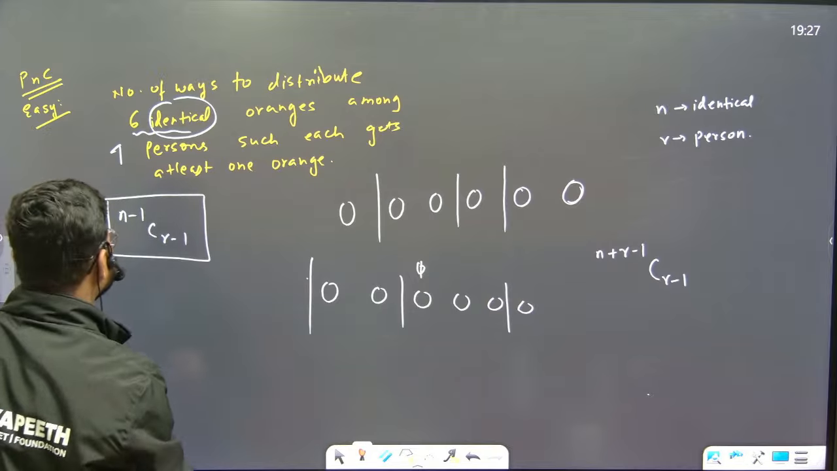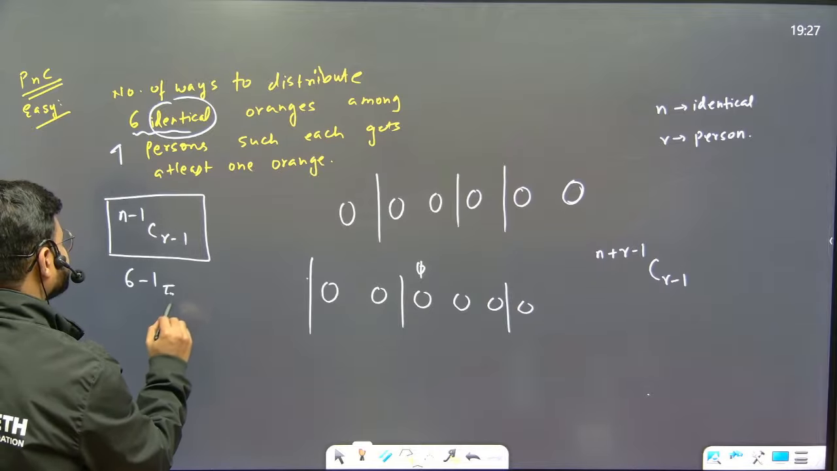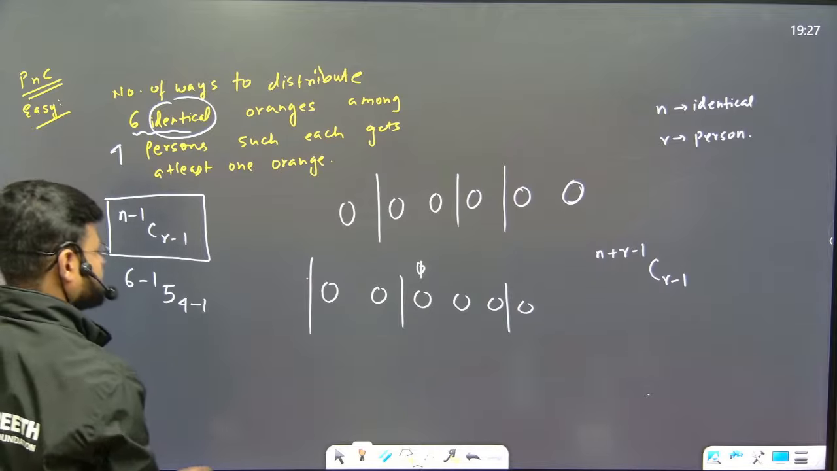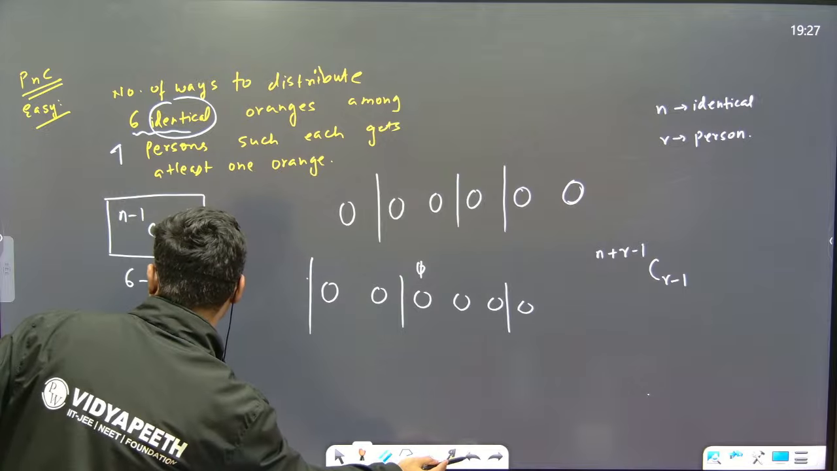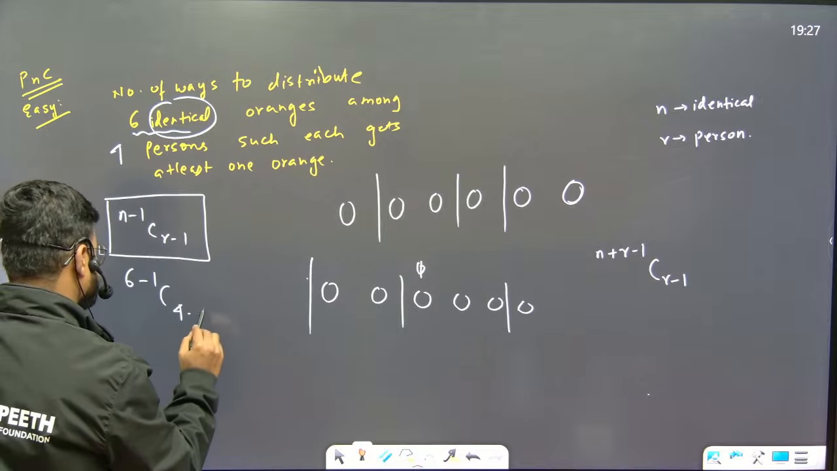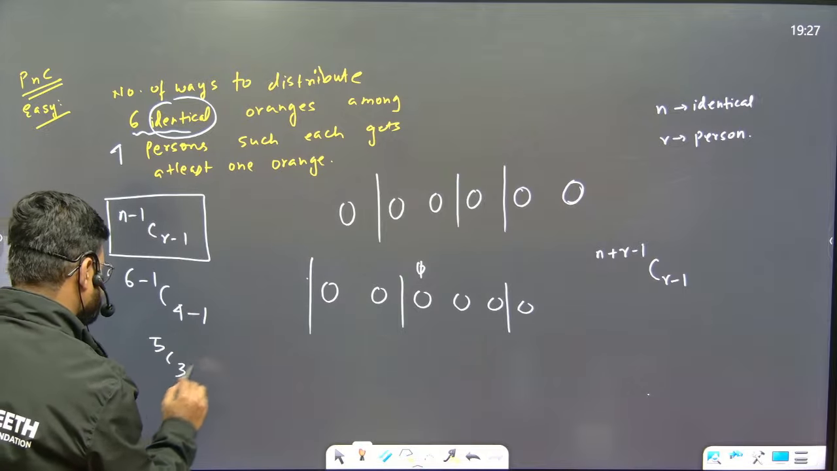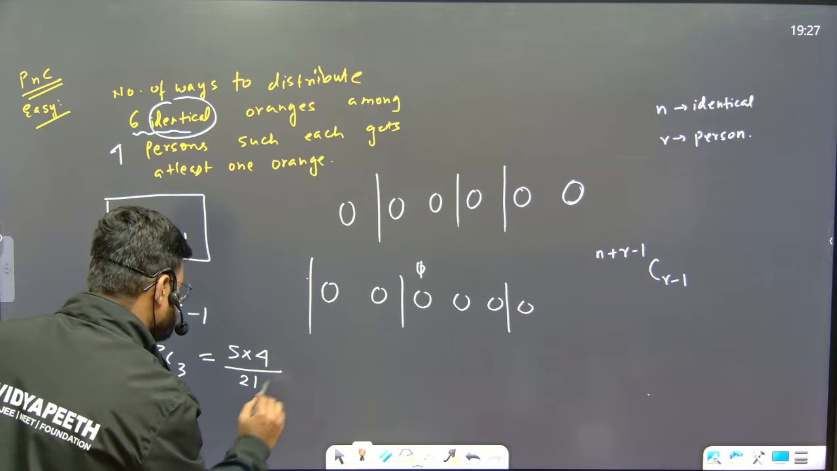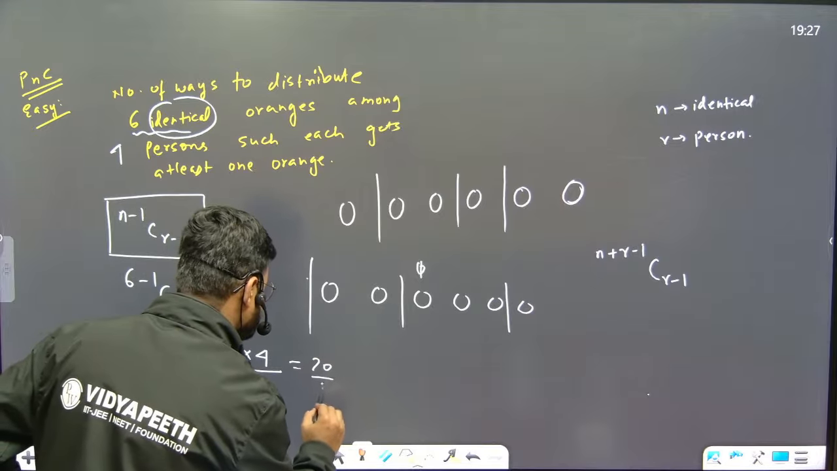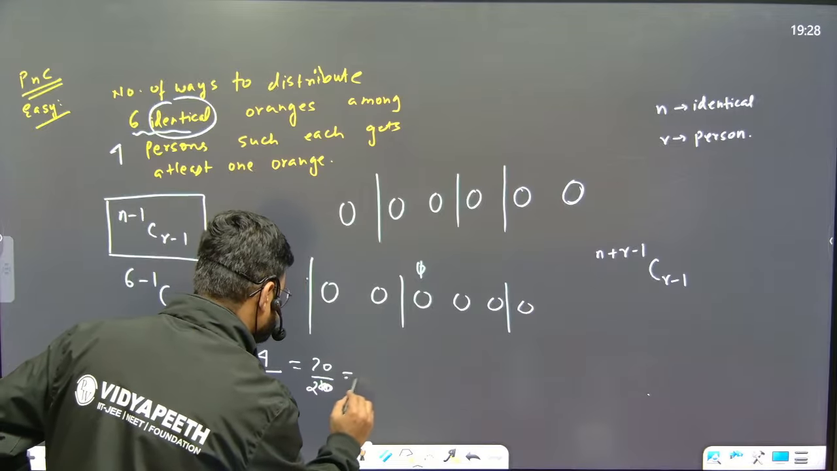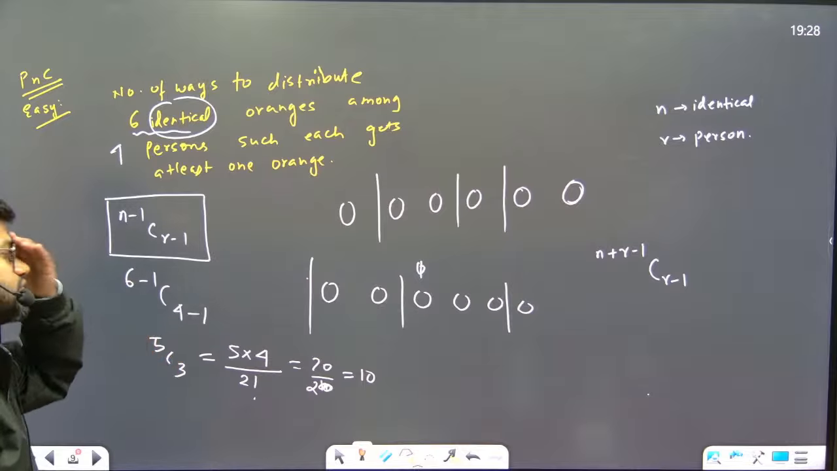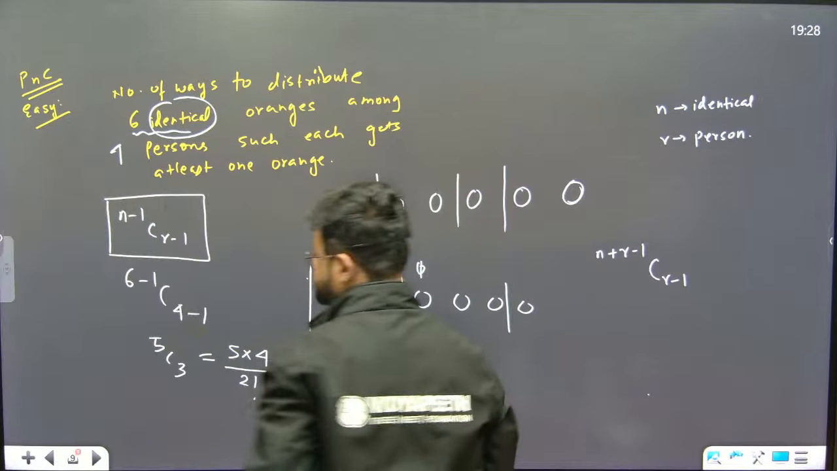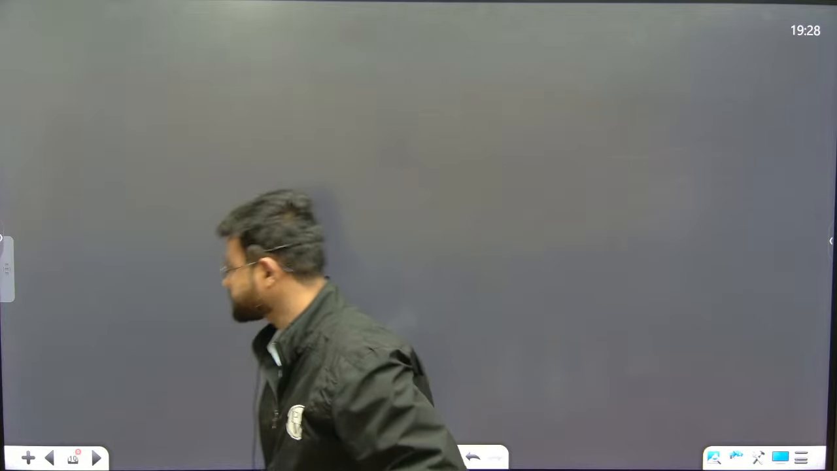So n is how much? 6, 6 minus 1, 5, and r is 4, so C of 4 minus 1. So the final answer is 5C3, which is 5 into 4 by 2 factorial, which is 20 by 2, which is equal to 10. So the answer is 10 for this particular question. Again, very easy question. So let's move to the next question.